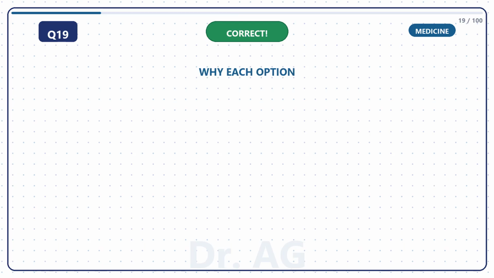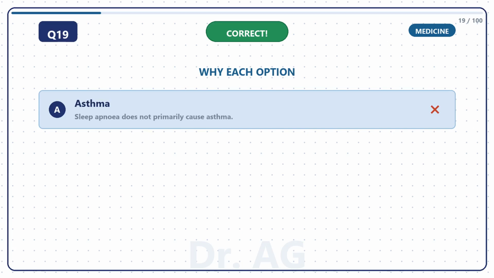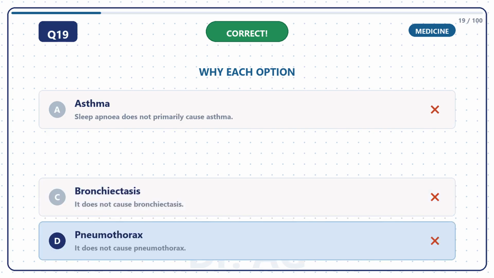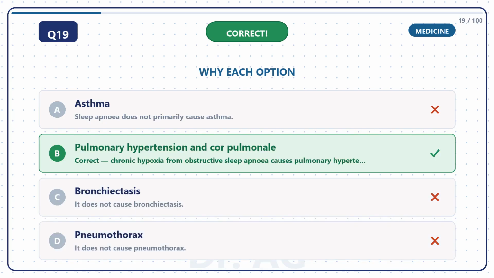Let's go through the options. Asthma. Sleep apnea does not primarily cause asthma. Bronchiectasis. It does not cause bronchiectasis. Pneumothorax. It does not cause pneumothorax. And the correct answer is pulmonary hypertension and cor pulmonale. Correct. Chronic hypoxia from obstructive sleep apnea causes pulmonary hypertension and cor pulmonale. So, the right answer is option B. Pulmonary hypertension and cor pulmonale.